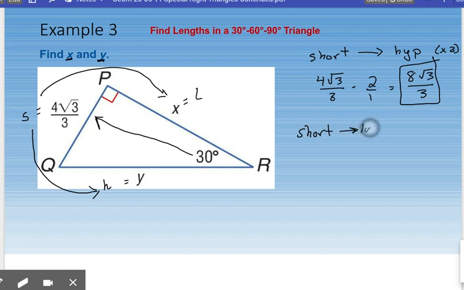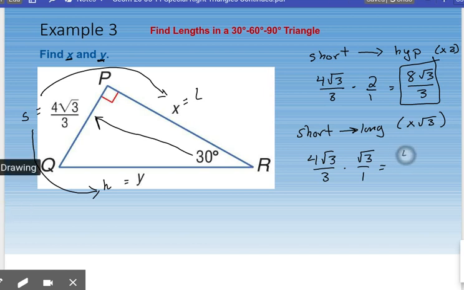And short to long, remember, we are multiplying by the square root of 3. So short to long, we got 4 square root of 3 over 3 times the square root of 3. Remember, square root of 3 times the square root of 3 is 3. So I have 4 times 3 over 3. 4 times 3 is 12. 12 divided by 3 is 4. So the length of the long leg is 4.